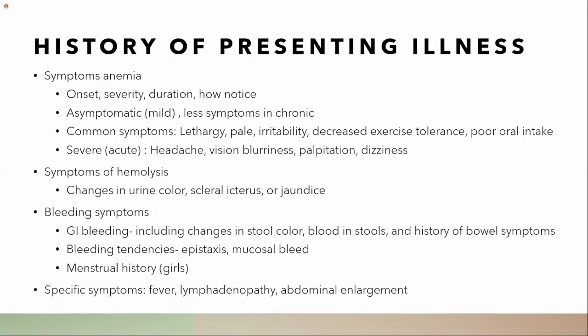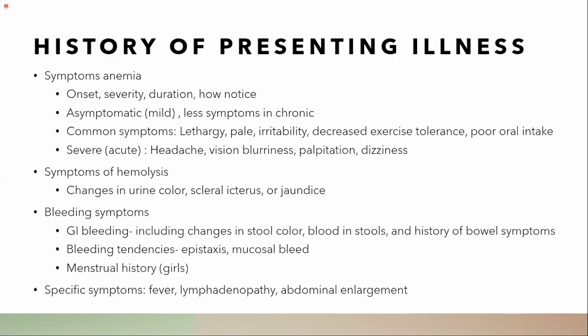Okay, so we go to the clinical part, the history taking. Start off with the history of presenting illness. What are the complaints that the child or the mother will tell us? Usually it can vary from mild to severe presentation. When it is mild, the patient is usually asymptomatic and not very noticeable. Also, in underlying chronic diseases like anemia of chronic disease, the symptoms might be less profound and less significant.